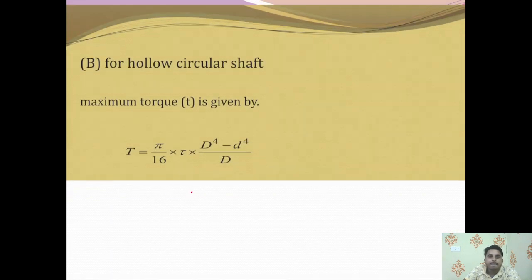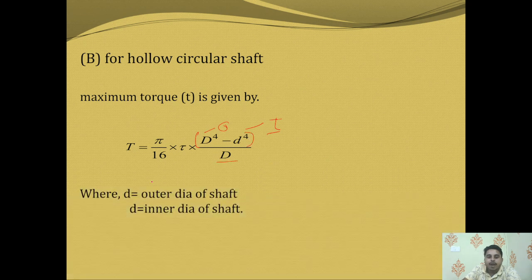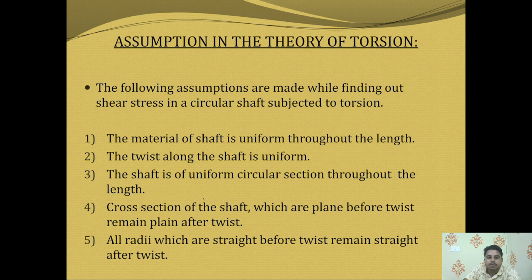Next, for a hollow circular shaft, there are two diameters. One is outer and the second one is inner. So pi divided by 16, same formula, same multiplication factor, into tau, into D to the power 4 minus d to the power 4, divided by the outer diameter D, where capital D is the outer diameter of the shaft and small d is the inner diameter of the shaft.